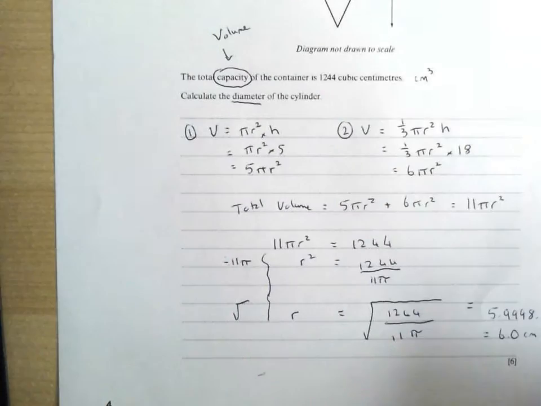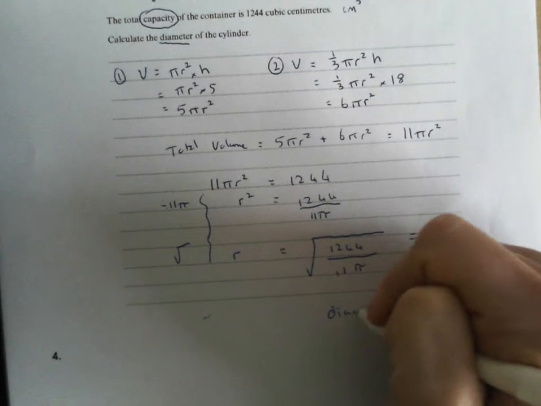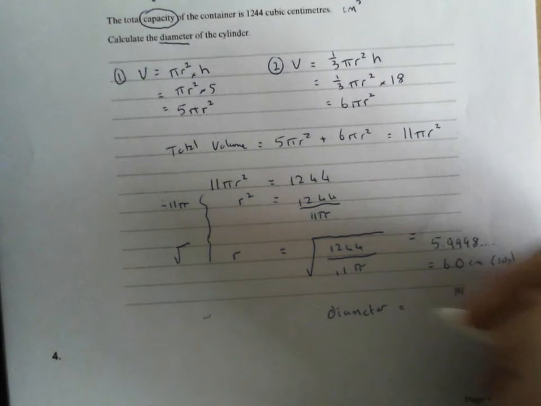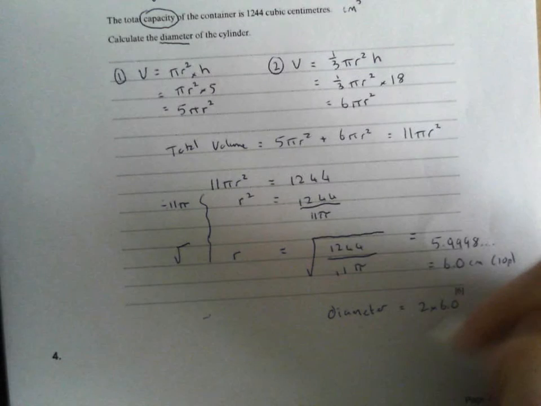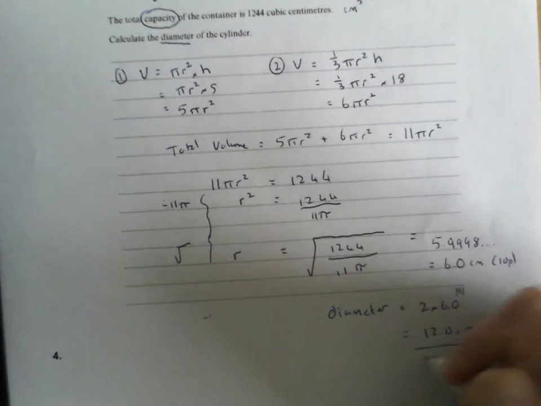So there you go. Now, but wait a minute, one final twist. That's the radius. So, God, I nearly ended the video there. My diameter is going to be equal to 2 lots of my radius. So that's going to be 12.0 centimetres. So there you go.